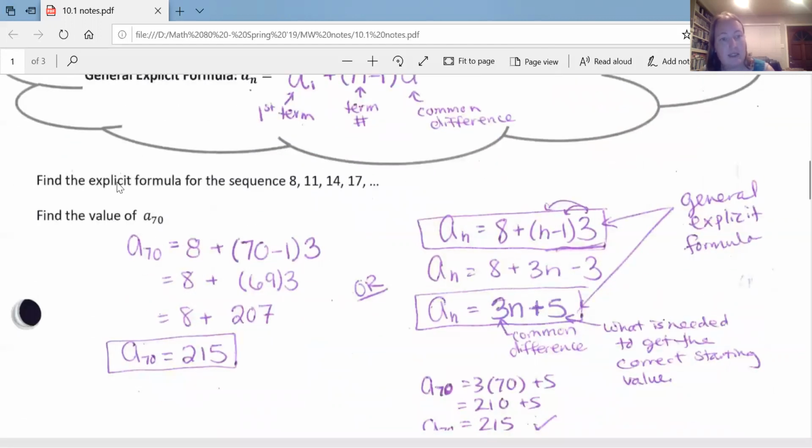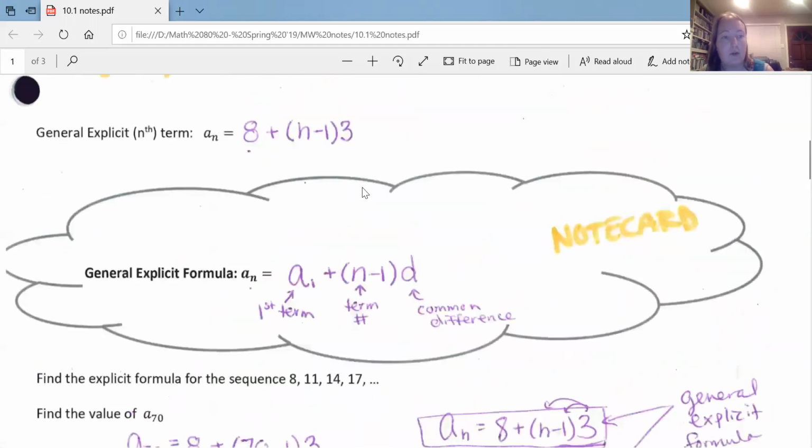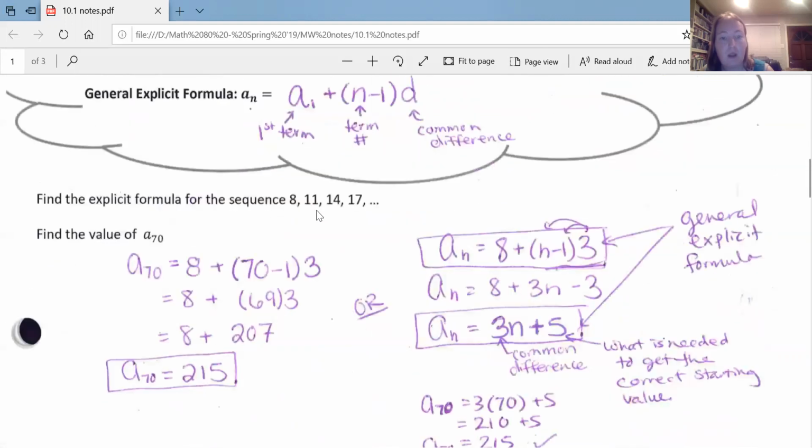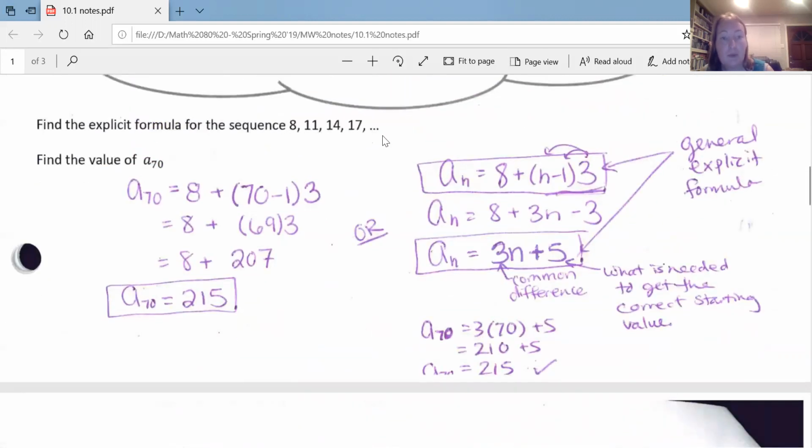So you can see here, this is a sequence that we have dealt with, actually the same one as we have up here. Common difference being 3 and the starting being 8. So if I wanted to find the value of A sub 70, I could say 8, the initial, plus 69, the 70 minus 1, the n minus 1, of my differences of 3. Follow order of operations, do your multiplication and then your addition, and you'll get the 70th term's value.